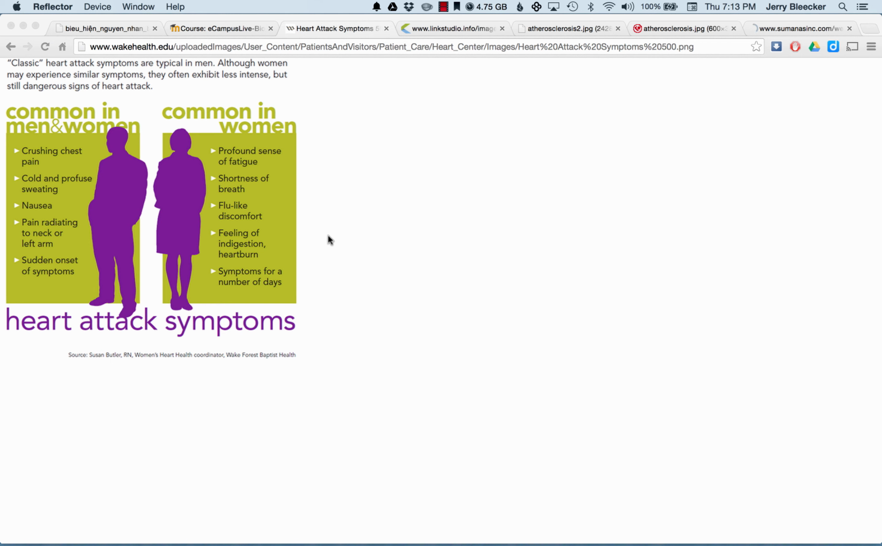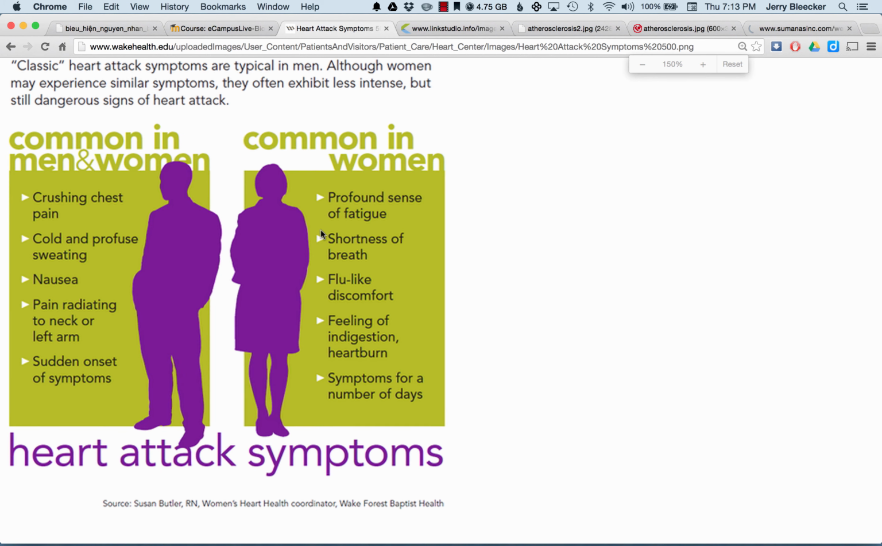There we go. Okay, so when you look at a heart attack, and I'll make this a little bit bigger here, I want to talk about the differences in the symptomology of men and women. Study of the symptoms. In men, there will be that crushing chest pain. It'll feel like an elephant is standing on your chest. A lot of sweating. The person will look like they're running a race, but they're just sitting there.